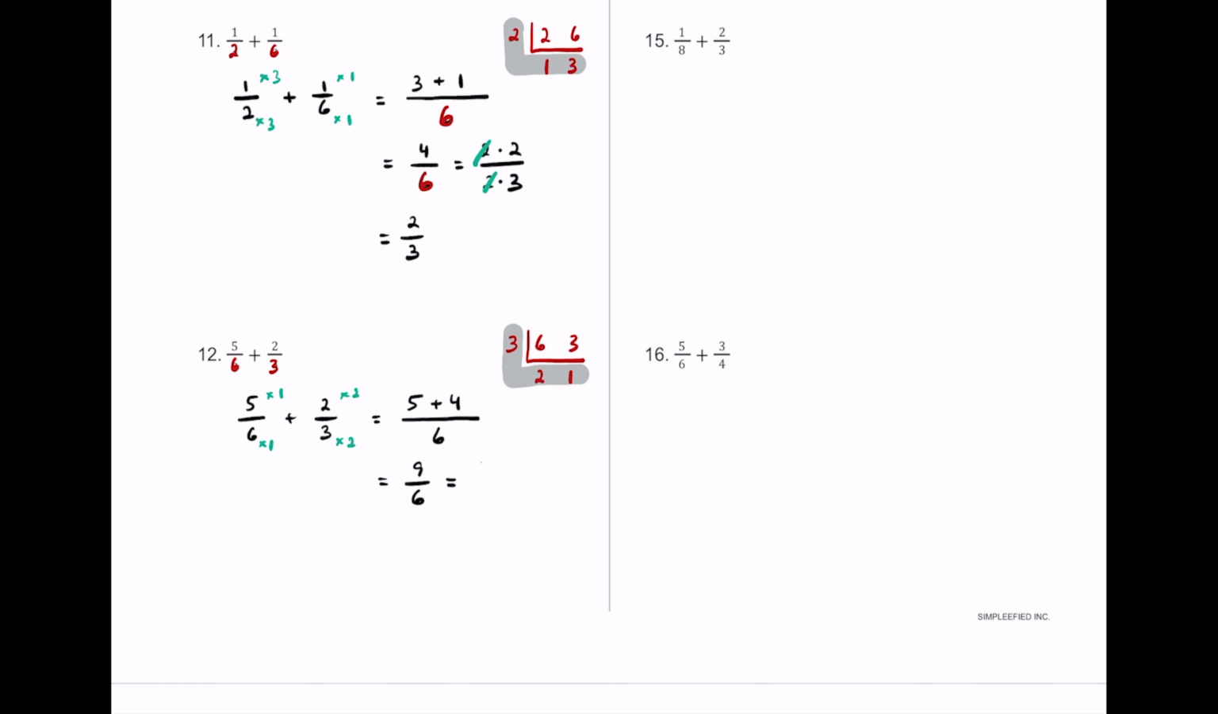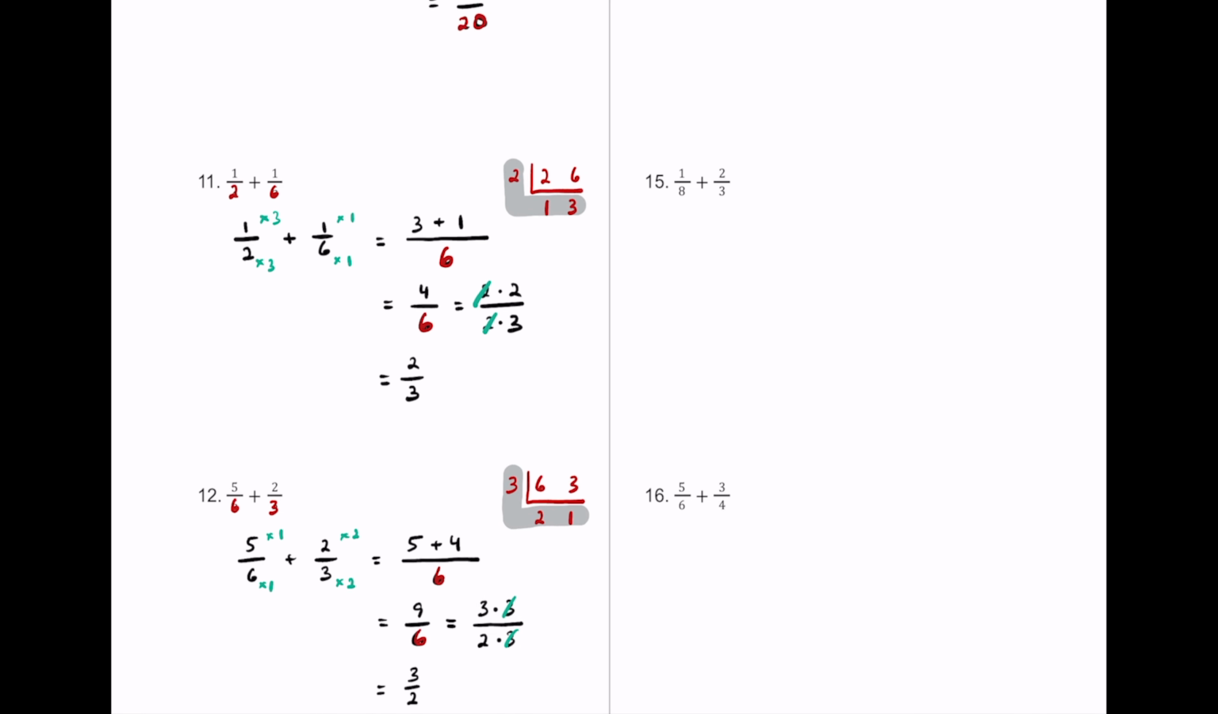And that can be simplified because 9 is the same thing as 3 times 3, and 6 is the same thing as 2 times 3. So notice they have a GCF of 3. And so if you simplify that, that's just going to be 3 over 2, or as a mixed number, 1 and 1/2. Okay, so common denominator here is 6. That's the least common denominator. But then notice that you can simplify after to get 1 1/2.